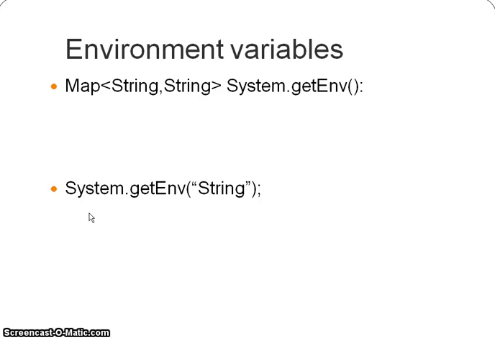So I'll repeat once again. Here we have two forms to get the environment variables. One is System.getEnv with no arguments, so it will return a map. This map will contain key-value pairs. The key will be the environment variable name, and the path is the value. And the second one is, if you know the name of the environment variable, we can use System.getEnv and pass the environment variable name, which will give the value. If no value is returned, it will return null.